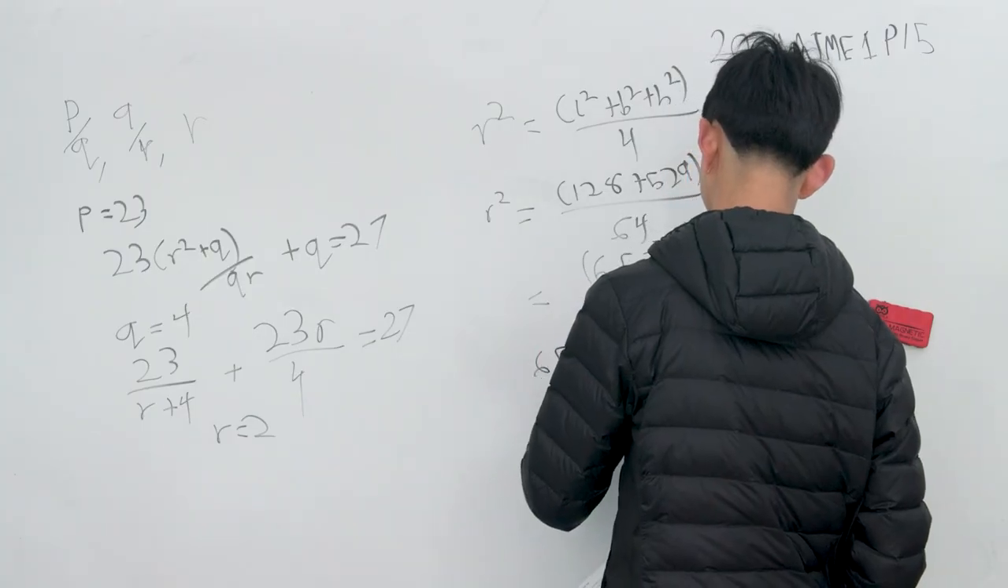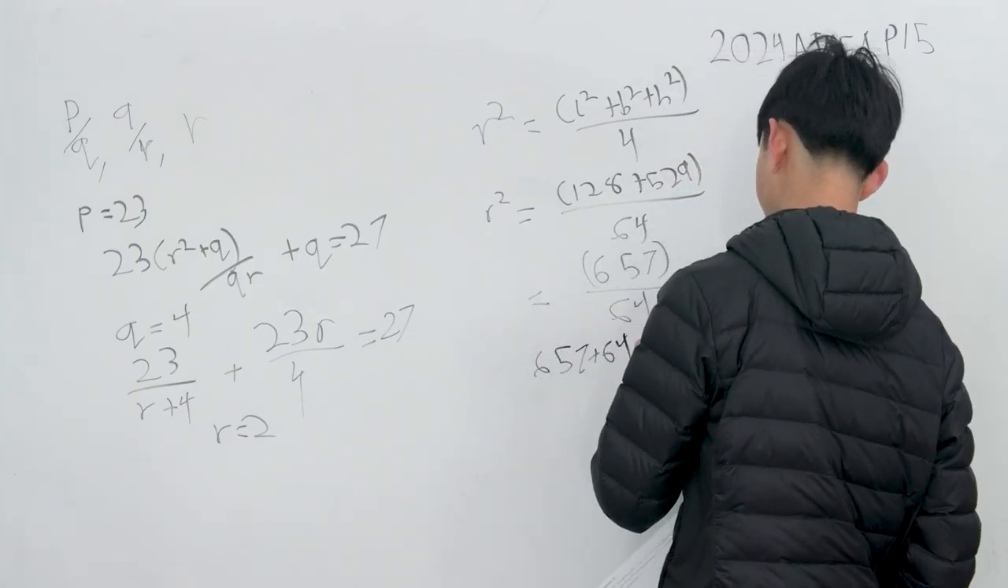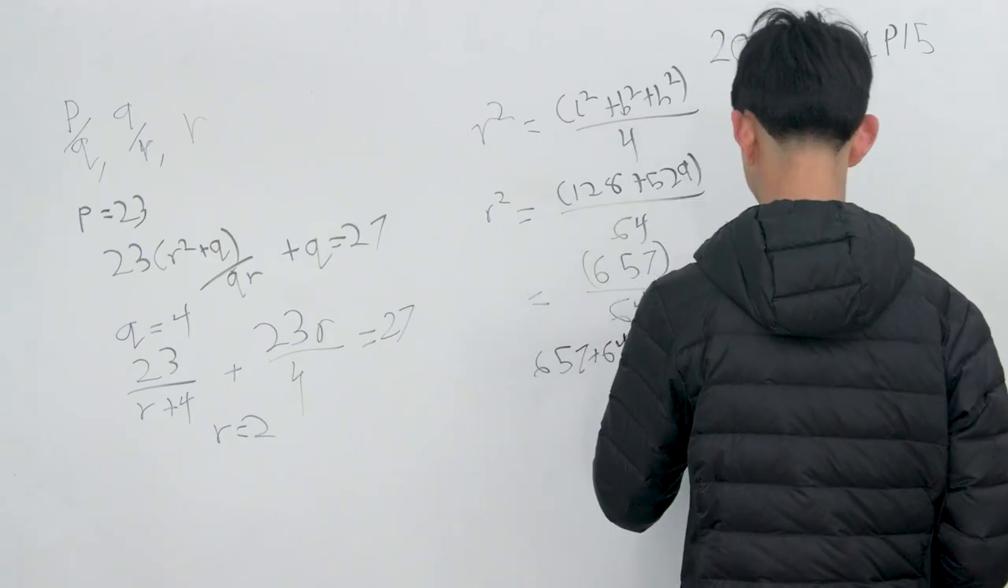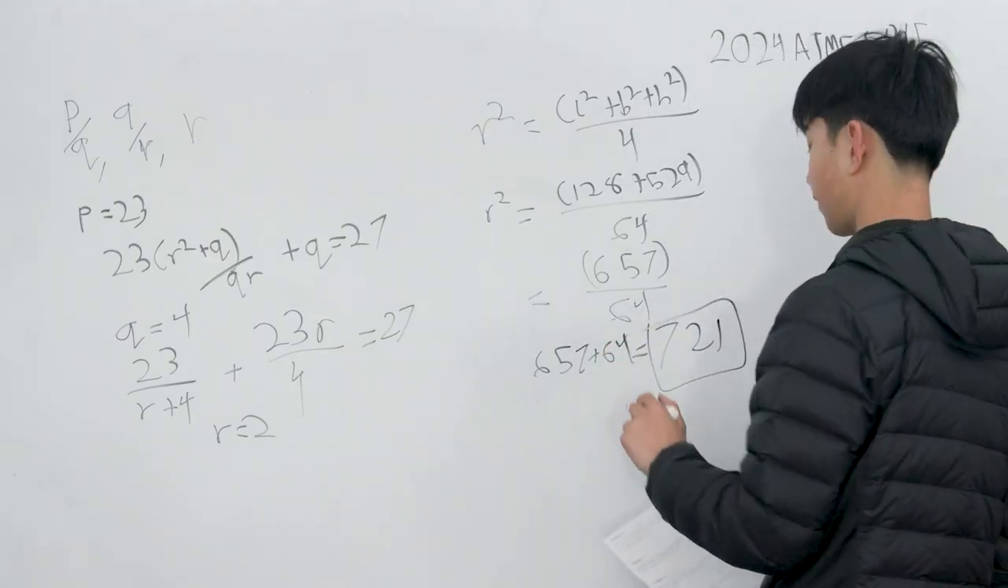657 plus 64 is equal to 721, and that's our answer for this problem.